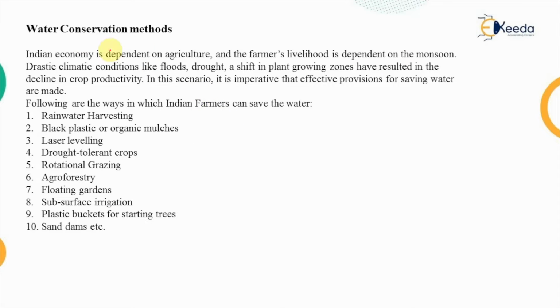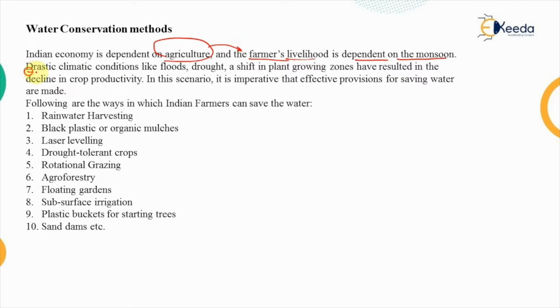Now, what is water conservation? As we know, the Indian economy is dependent primarily on agriculture, which is carried out by the peasants or the farmers. Therefore, the farmer's livelihood depends upon the sustained crop which is grown on the field. So, for the assured growth of the crop, a sufficient amount of water supply is required. Because of that, the farmer is dependent on the monsoon.